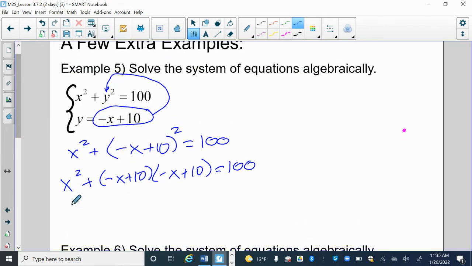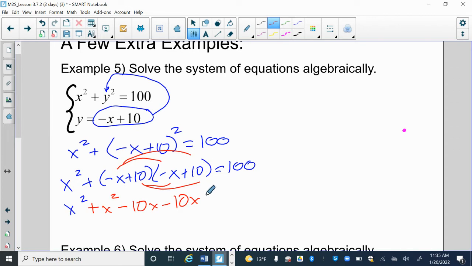Multiply this out. So x squared, double distribute. Negative x times negative x, well, that's like negative 1 times negative 1 makes a positive. x times x, x squared. So plus x squared. Negative x times 10, minus 10x. 10 times negative x, minus 10x. 10 times 10, plus 100 equals 100.